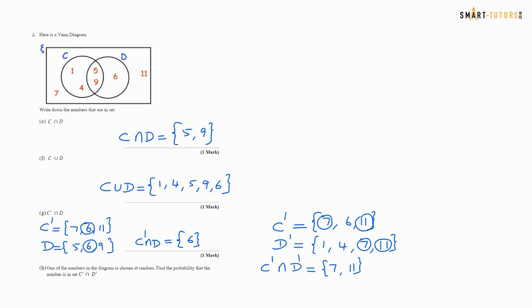So read the question again. One of the numbers in the diagram is chosen at random. Find the probability that it is in the set. So the probability of C dash intersection D dash: only two numbers out of how many numbers there are? 1, 2, 3, 4, 5, 6, 7, so 2 out of 7.